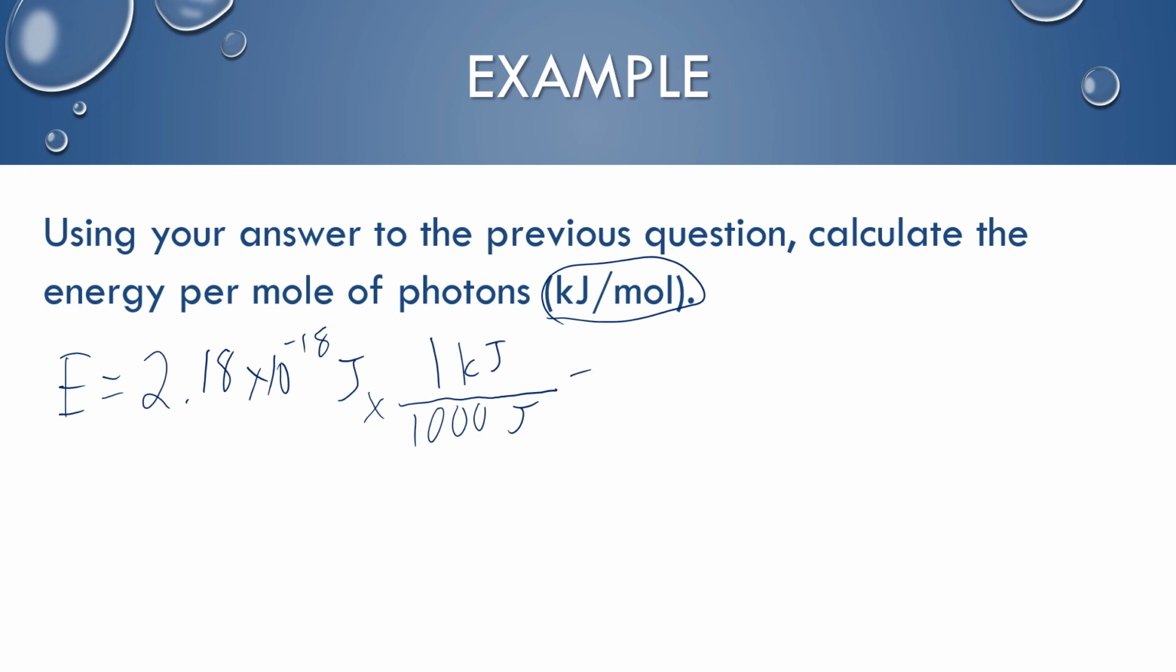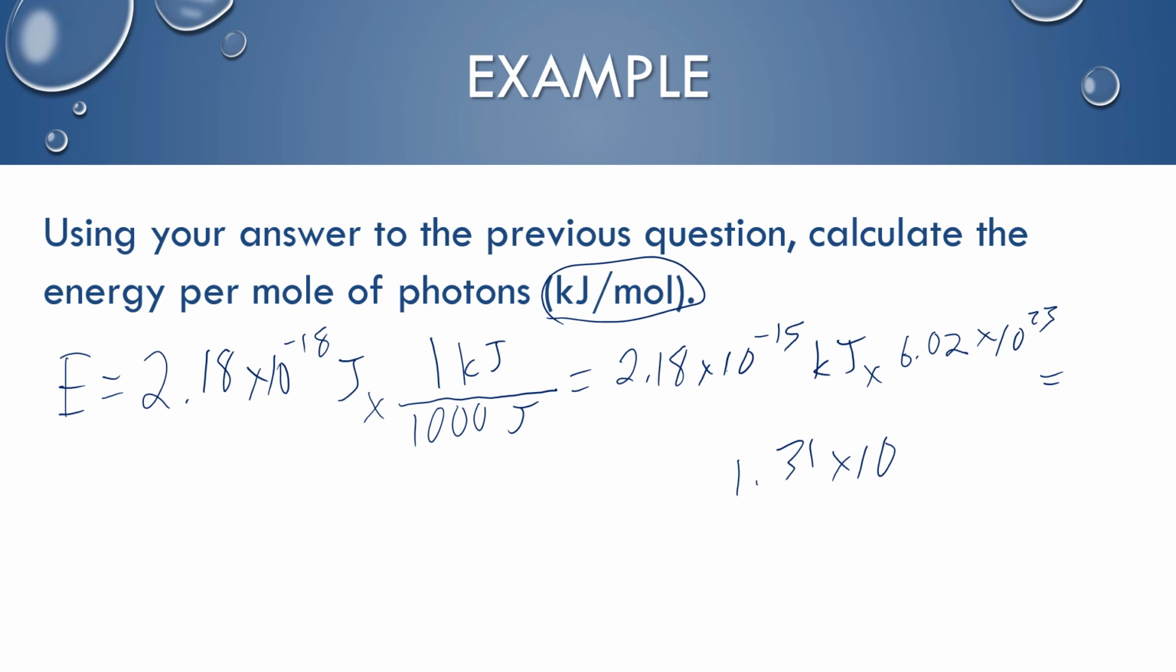No, I'm sorry, let's go ahead and find that first. That'll be easier. 2.18 times 10 to the negative 15th kilojoules. And then from there, we can multiply by Avogadro's number, times 10 to the 23rd, because that will give us the amount per mole. So when you multiply there, you get 1.31 times 10 to the 3rd, and that's kilojoules per mole.